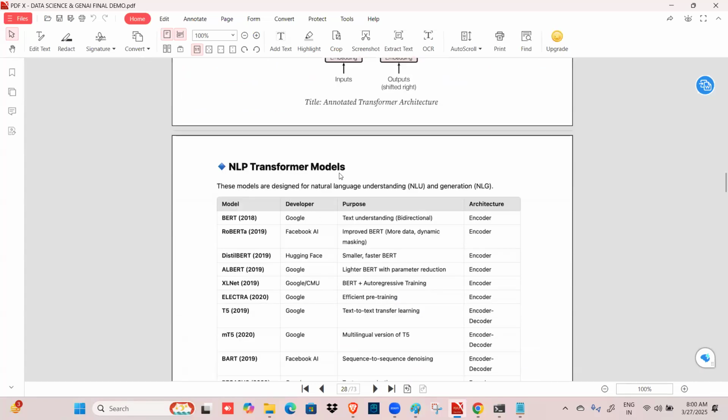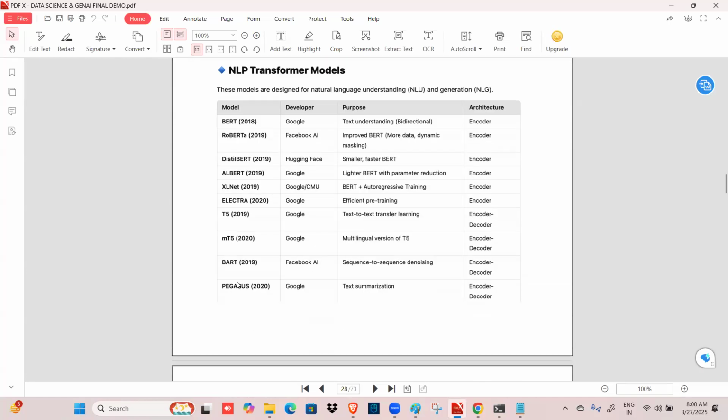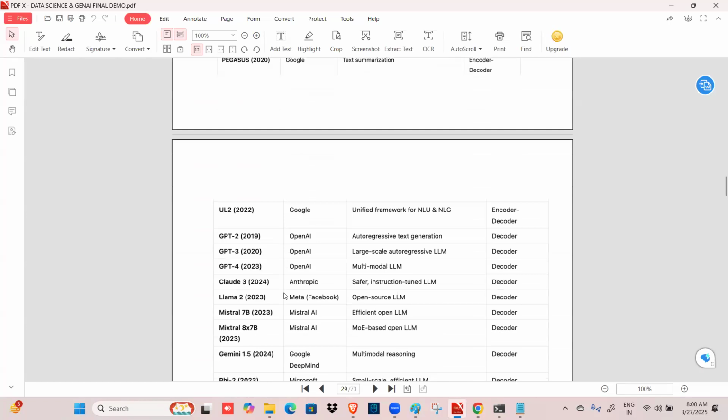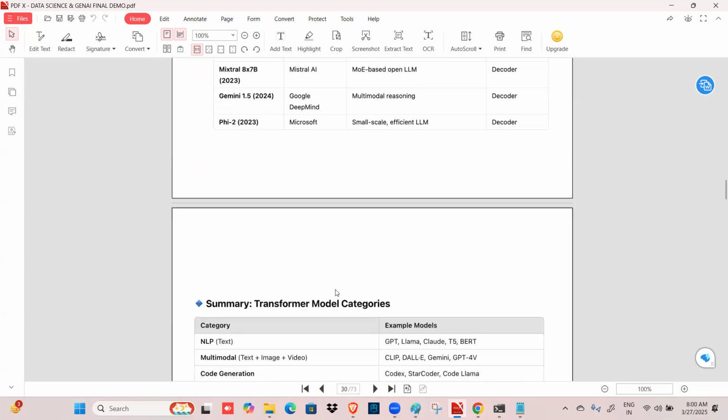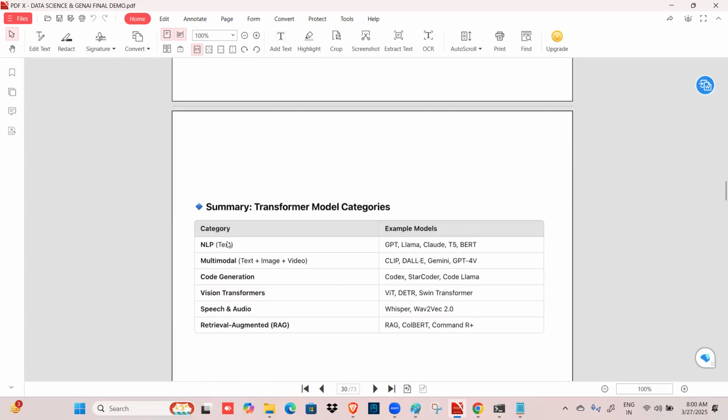And the NLP transformer models, you can see BERT, RoBERTa, DistilBERT, the developer company, the purpose of each, and the architecture it has, whether encoder or encoder-decoder. Even Alexa is designed based on these models only. Siri and all these things like T5, mT5, and then GPT-2, 3, 4, Claude, Llama 2, Mistral, and even Grok, and Gemini. All these models, in summary.